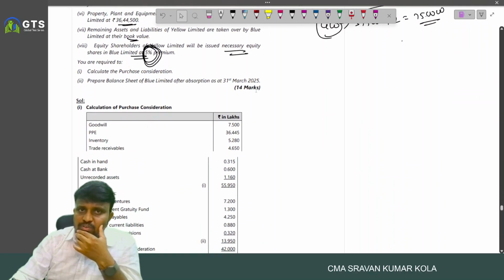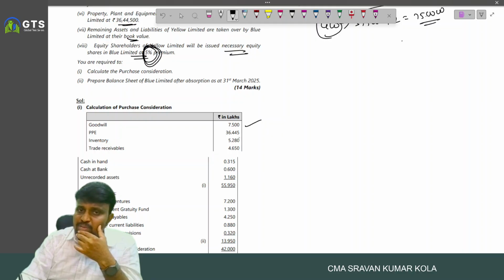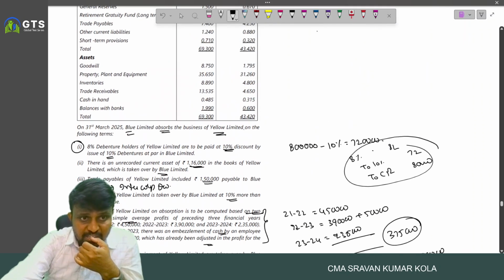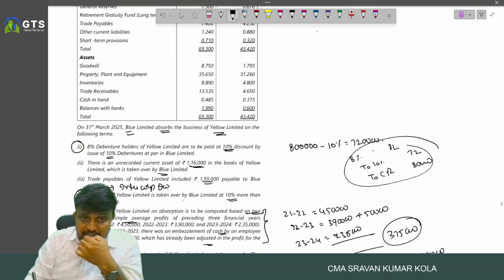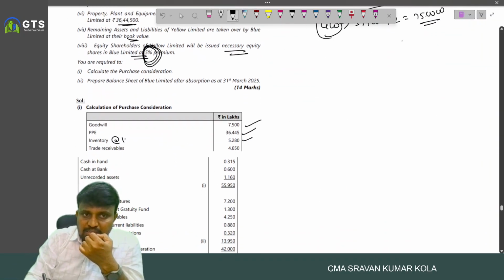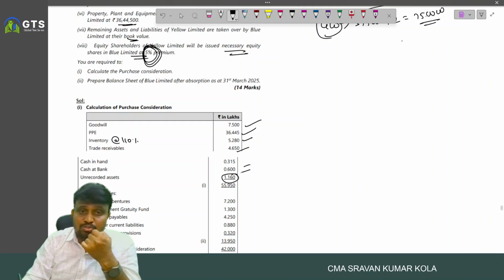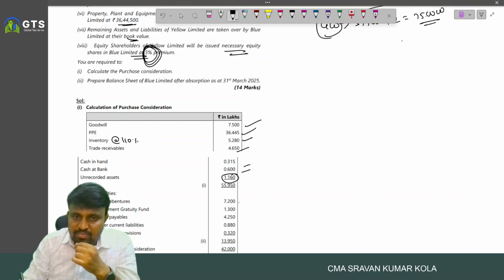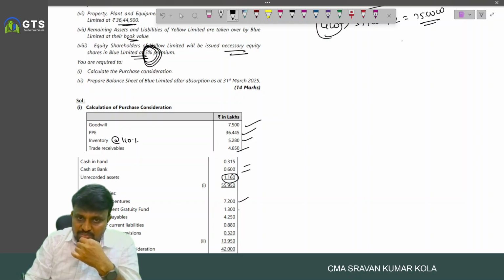So here, the goodwill we computed is 7,50,000, and PPE was given directly. Then inventory: sorry, inventory is taken over at 10% more than book value, so we have to consider it at 110%. Trade receivables, cash in hand, cash at bank, and unrecorded assets are also taken. And then we have to reduce the liabilities. 10% debentures are settled at 10% discount, that's why we consider 7,20,000. Other funds we have to consider. So this is the net assets.